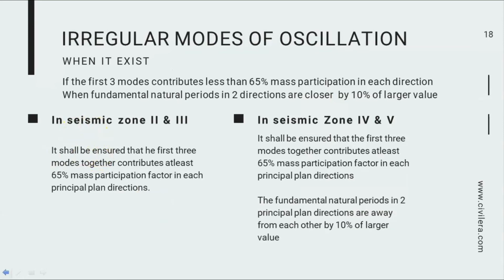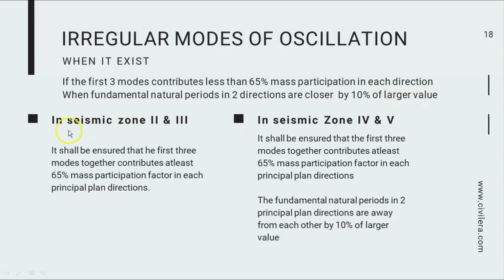Now the last irregularity is irregular modes of oscillation. It exists if the first three modes contribute less than 65% mass participation in each direction, or when the fundamental natural periods in two directions are closer than 10% of the larger value. Now what do you mean by first three modes? What do you mean by modes? What do you mean by mass participation? These are more elaborately explained in the dynamic analysis module. So please have a look at that module as well.